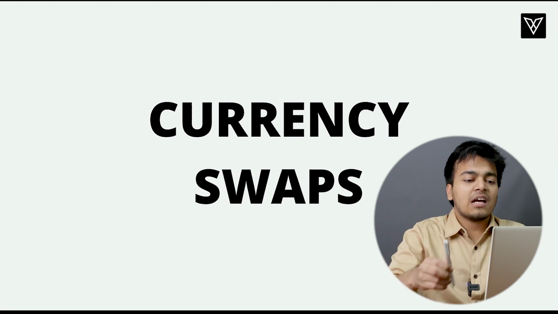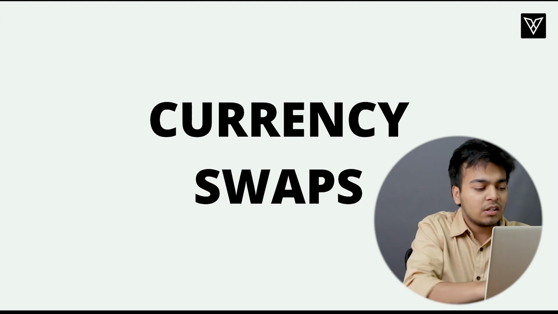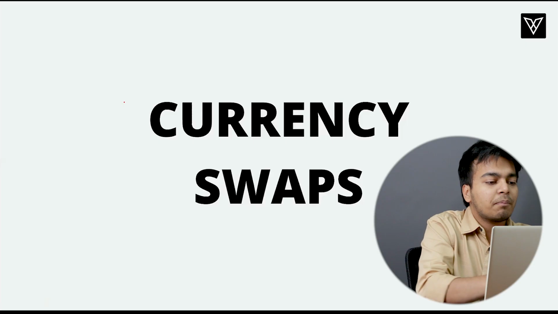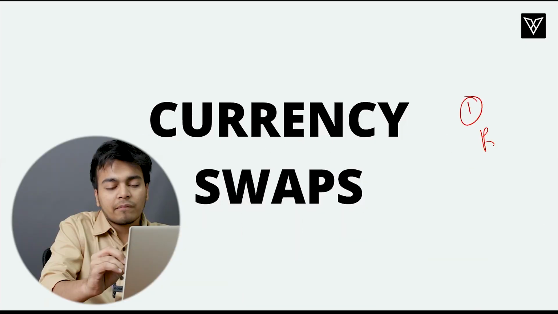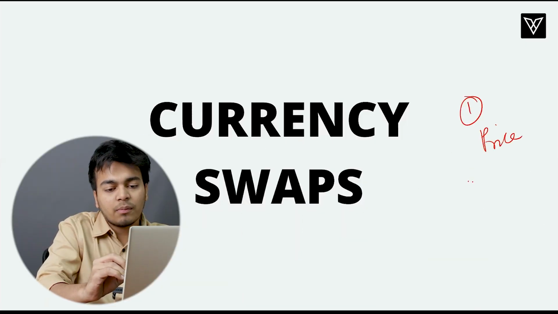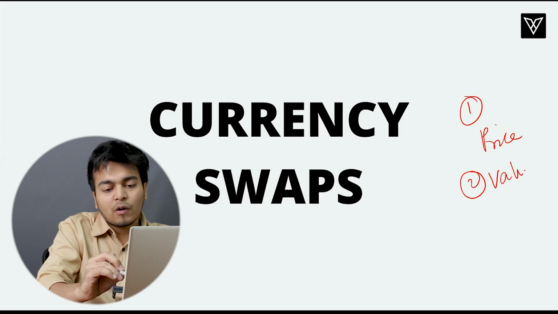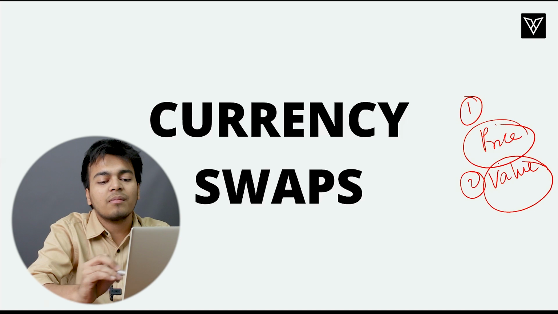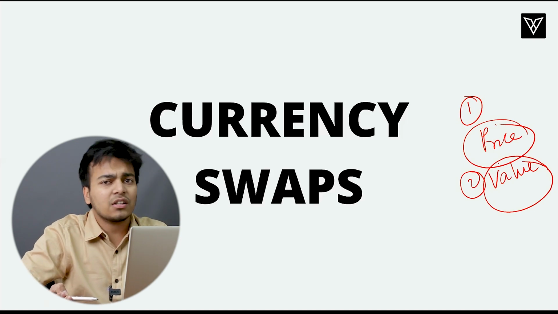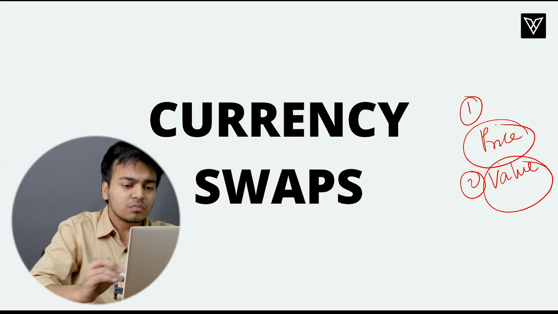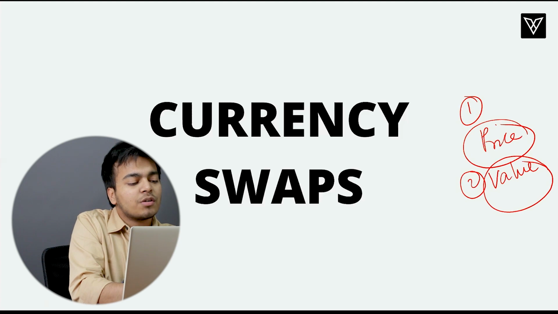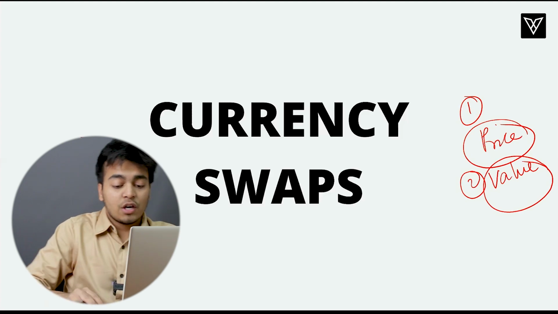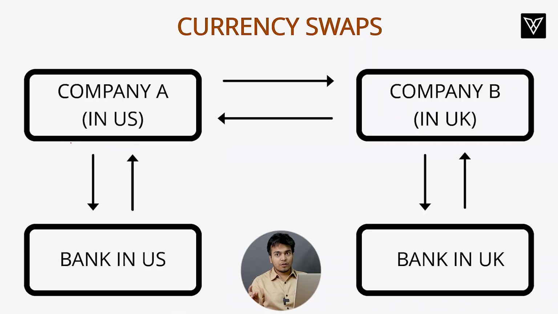As I told you, there are two things that we need to learn. We need to learn about the price, and the second thing is the value. We'll learn how exactly to calculate the price and, at the very same time, the value, as in the profit or loss to either party. And the second thing is about the notional principal. Moving ahead, first of all, we'll understand what exactly a currency swap is.